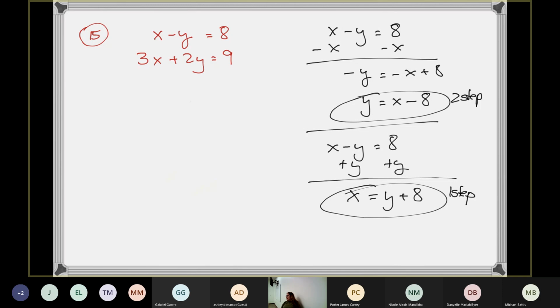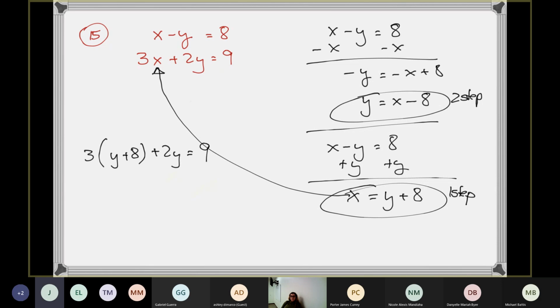You have to train yourself to see what is the easiest way I can rearrange here. And the easiest way is to solve for x. y is negative, right, Michael? So that makes it a 2-step rearranging. We're going to go in here now. 3 times (y plus 8) plus 2y equals 9. And that is the equation I want to solve.